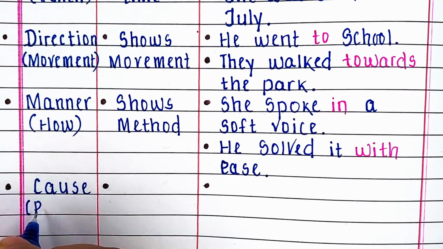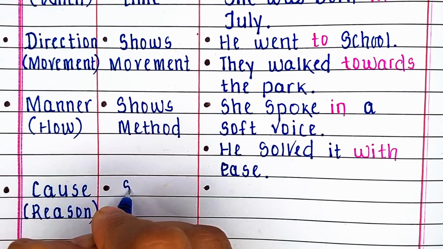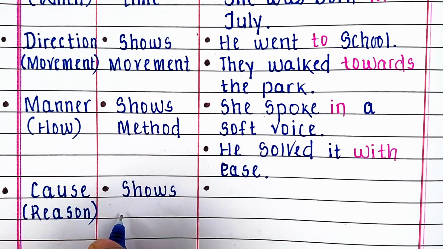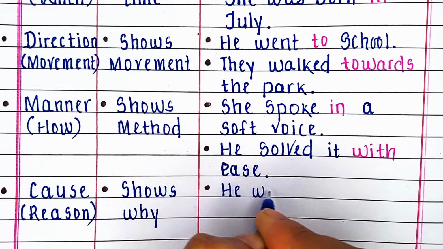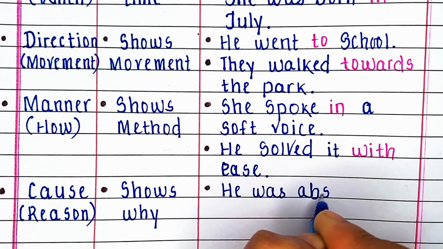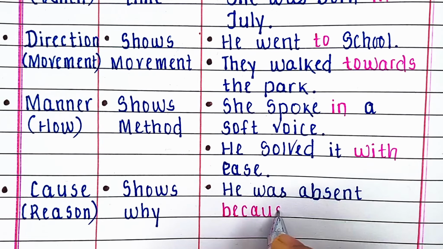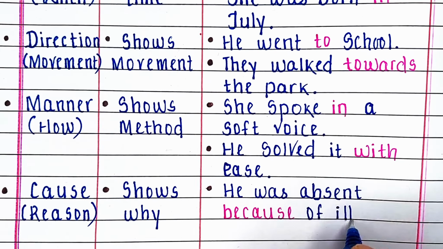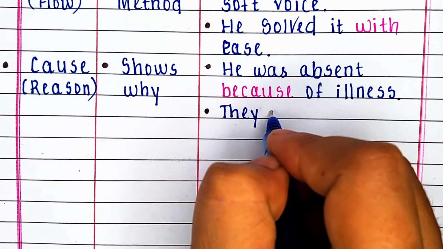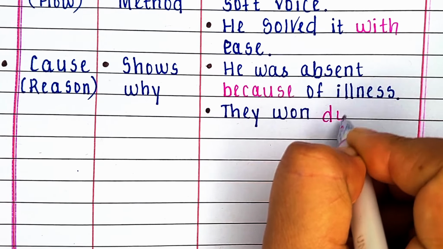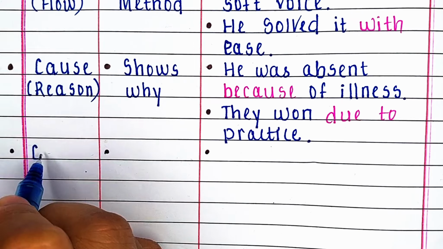Next type of preposition is cause, which shows the reason for something to happen. To be particular, it shows why. For example, he was absent because of illness. Here, because of is the preposition that shows why he was absent. Next sentence is, they won due to practice. Here, due to is the preposition that shows why they won.